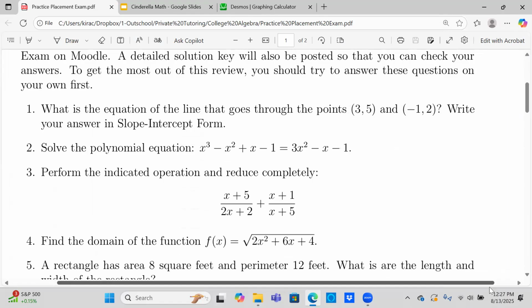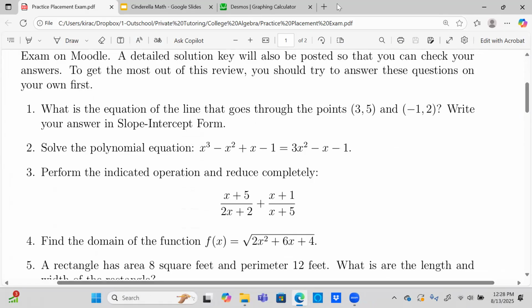Number one, what is the equation of the line that goes through the points (3, 5) and (-1, 2)? Write it in slope-intercept form.